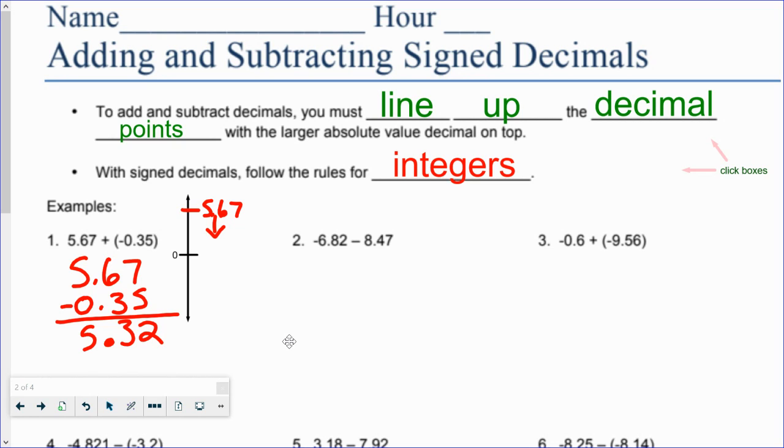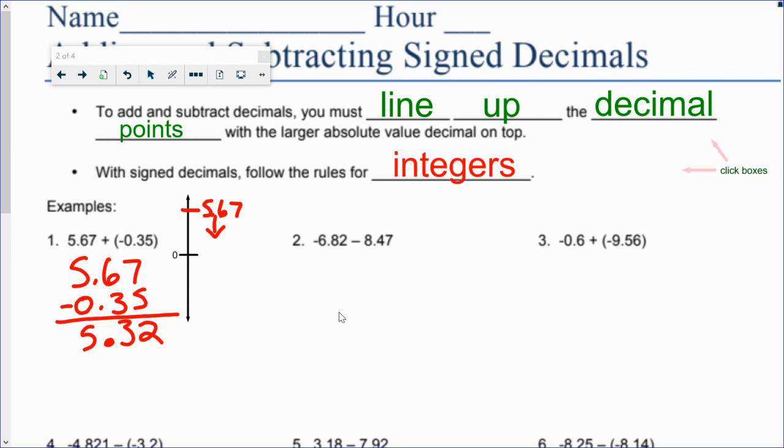All right. So now, let's look at number 2. Negative 6 and 82 hundredths minus 8 and 47 hundredths. This is where we're going to need to add our opposites. So we kind of need to go ahead and rewrite this as a negative 6 and 82 hundredths. Now we're going to add the opposite. What's the opposite of a positive? A negative. So then that way we can follow those addition rules.